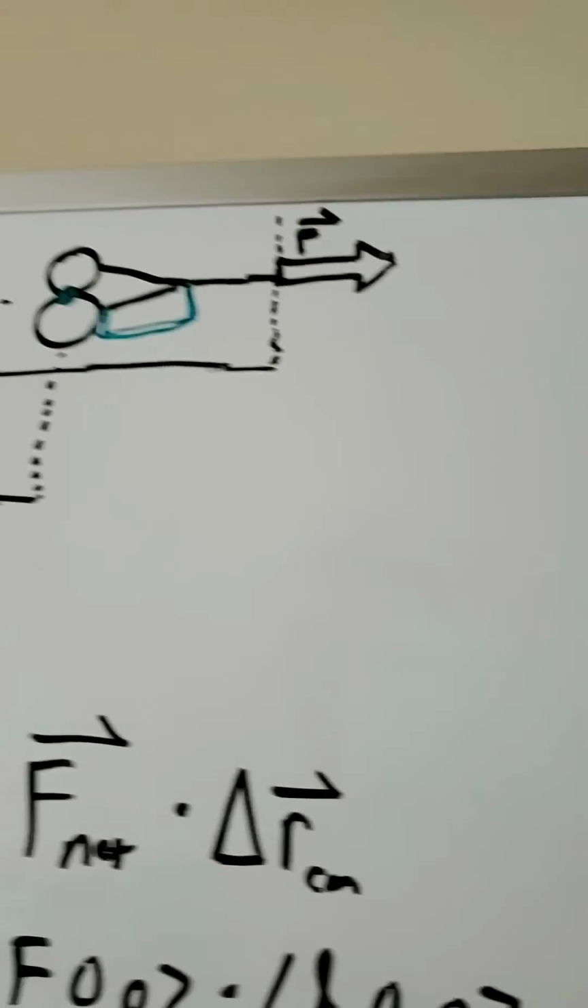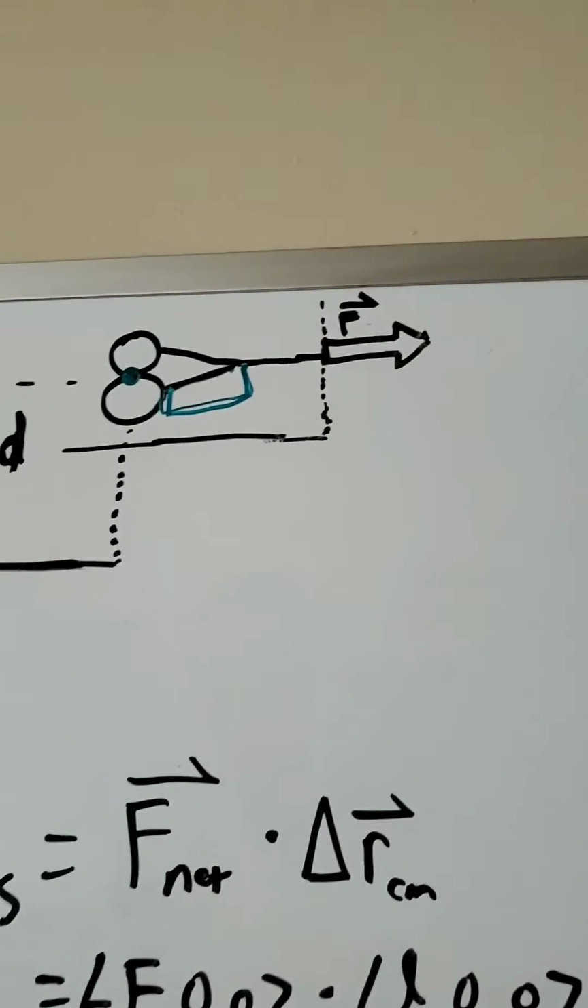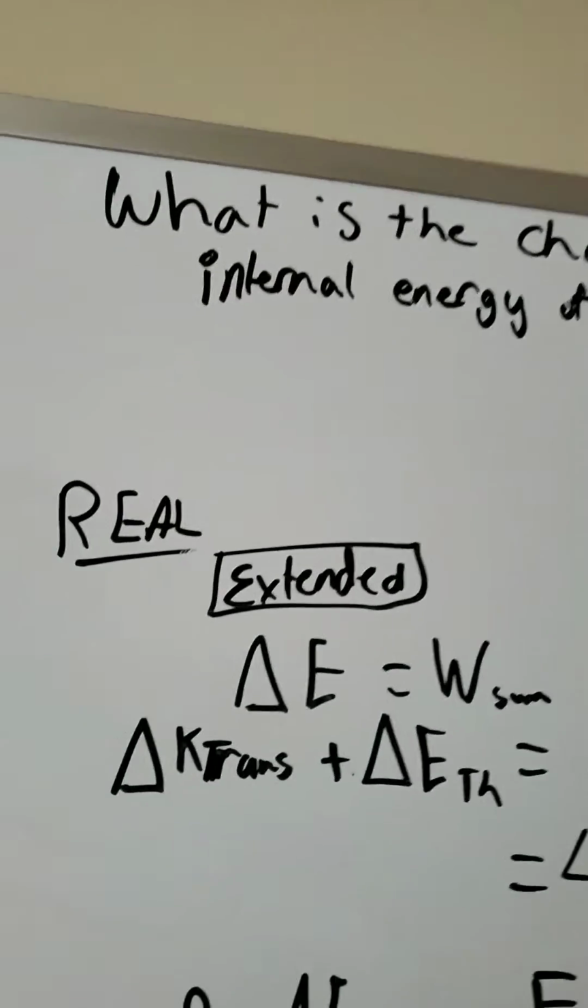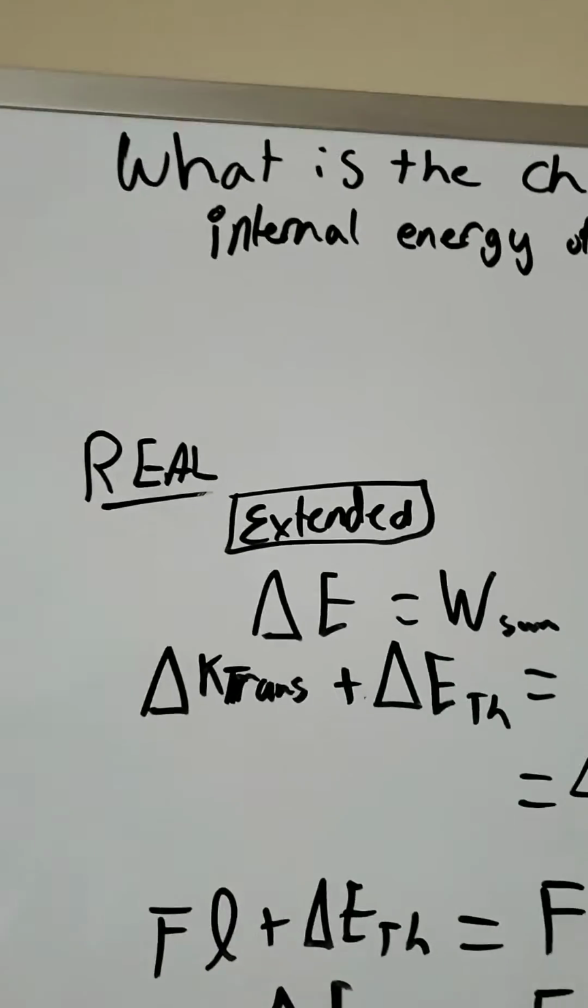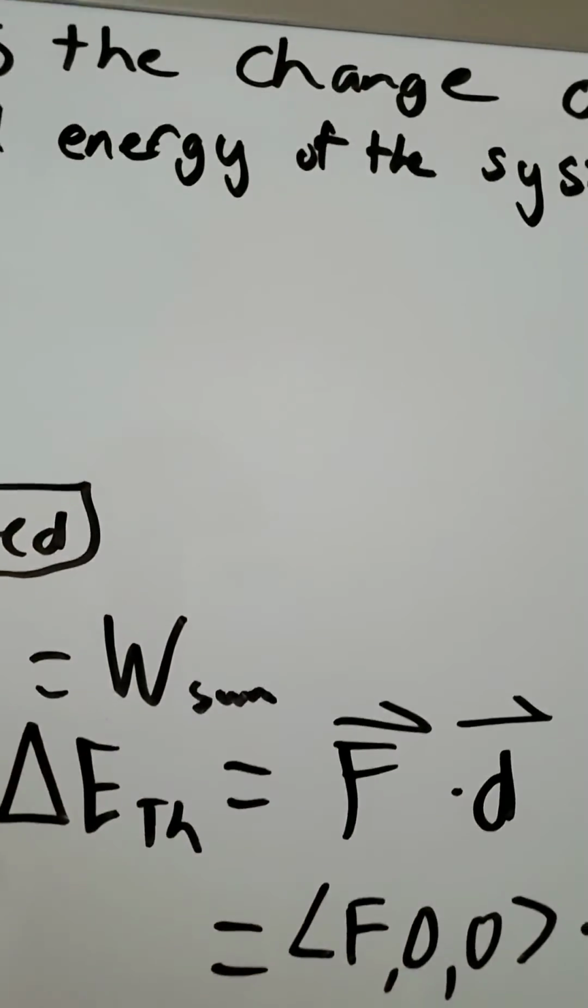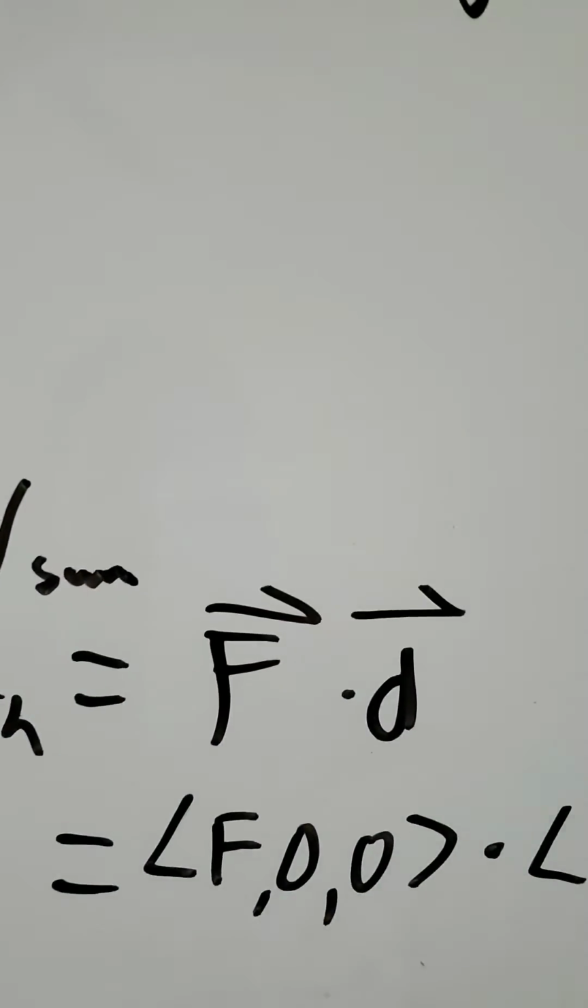However, there's no gravitational potential energy or frictional energy. We're not talking about any of that. We're simply doing the force of that one thing being pulled. So our sum of work is only going to be the work done by that force, which is just going to be the force times the distance.